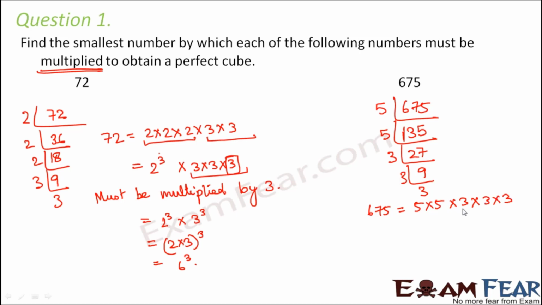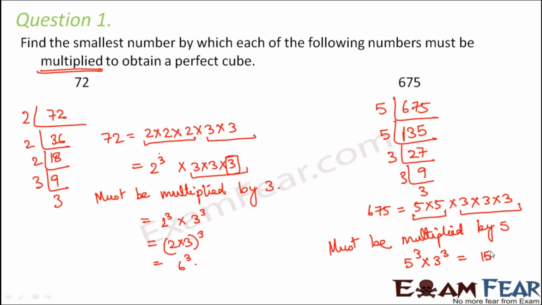So when we divide it into groups of 3, 3 occurs 3 times, but 5 occurs only 2 times. So that means we need to multiply it by 5. If you multiply it by 5, then what will happen? In that case, you will have 5 cube into 3 cube, which is equal to 15 cube. So this will again become a perfect cube.